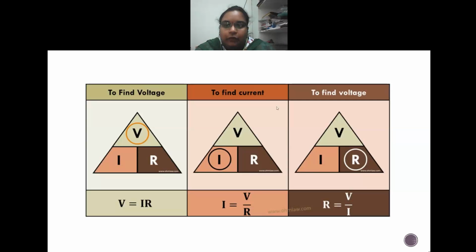If you want to find the current instead of voltage, you can take the current and then it will give you the relation between the voltage and resistance. That is I is equal to V by R. In a similar manner, if you want to know the resistance value, R is equal to V by I. By using this triangle, you can easily find whatever parameter you want. So this is Ohm's law.